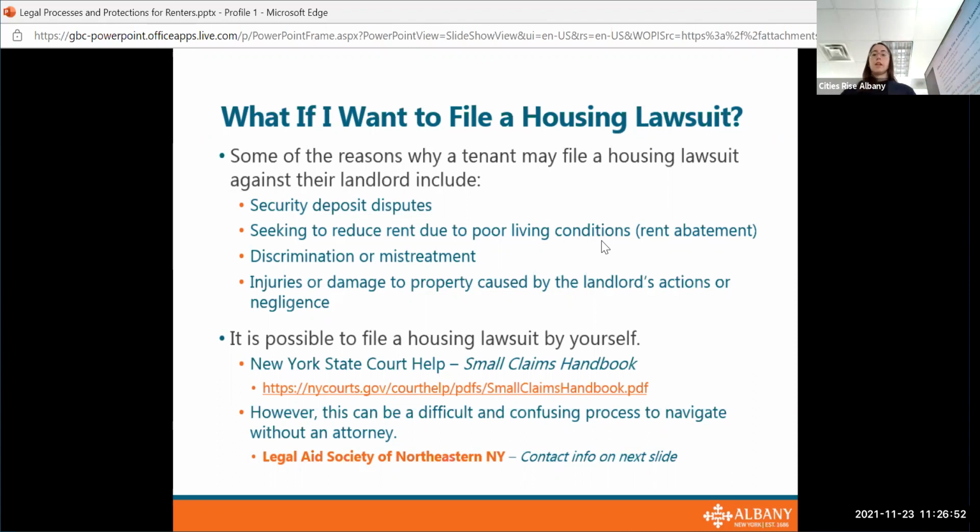It is possible for a tenant to file a housing lawsuit by themselves, and there are some resources available from newyorkcourts.gov to help with that. They do have a small claims handbook, and most of these situations that I mentioned above would fall under small claims actions. However, the legal process can be difficult and confusing if you're not an attorney, and it can be difficult to navigate this without an attorney. So again, if you need legal assistance, you can contact the Legal Aid Society of Northeastern New York for help with filing a case.